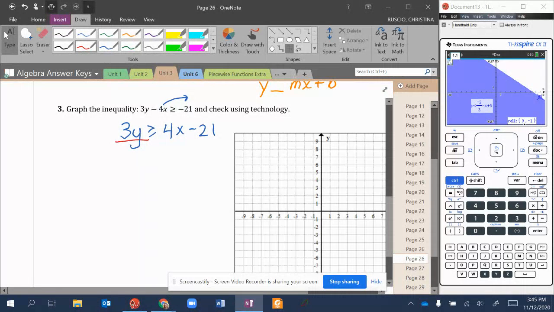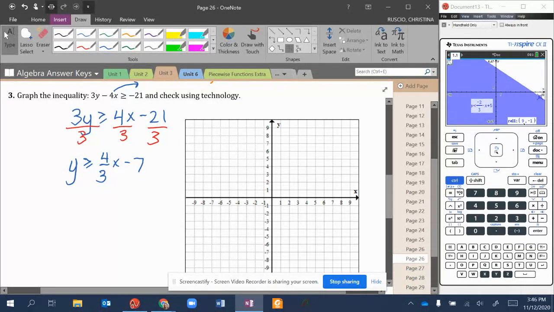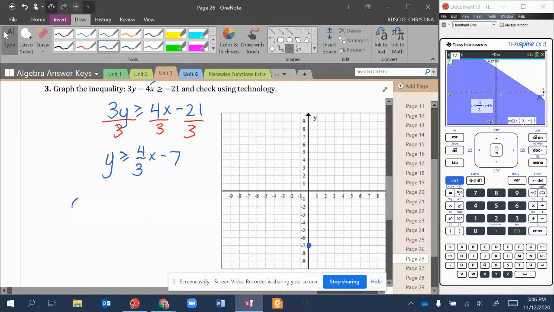And then got to get y alone. So if you want to divide everything by 3, you are correct. You're a rock star. Y is greater than or equal to 4/3 x minus 7. All right. So 0, -7 is my y-intercept. Should write that out over here. My slope is 4/3, which means up 4 to the right 3.